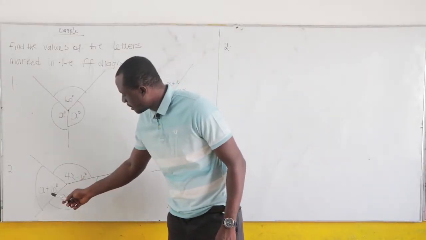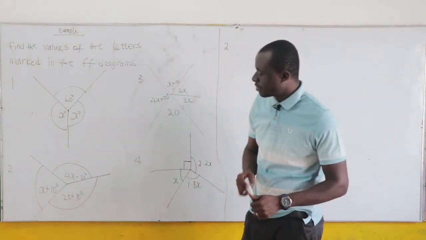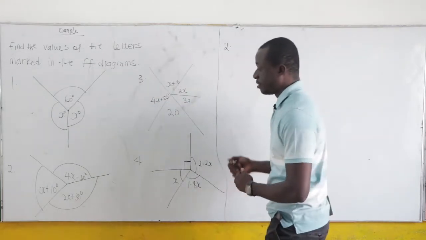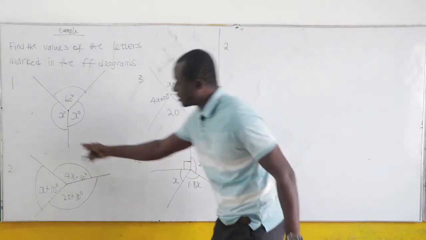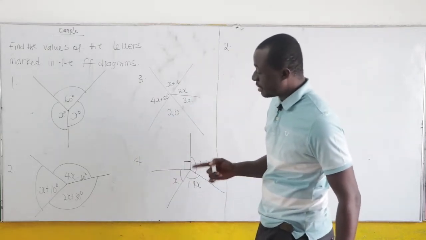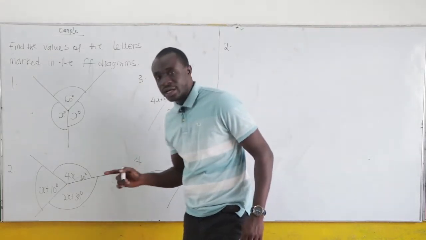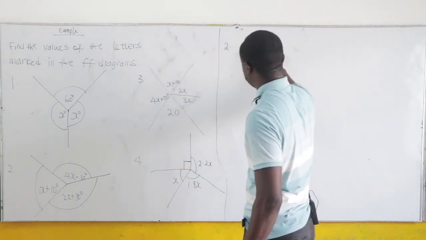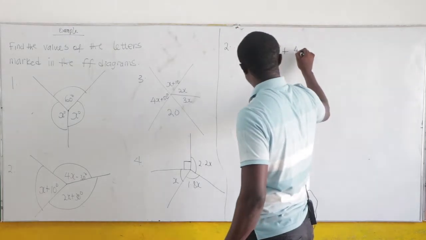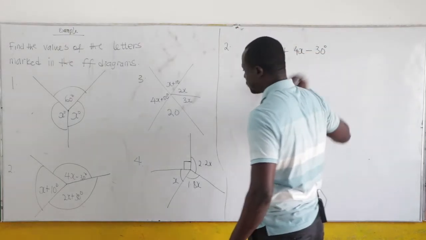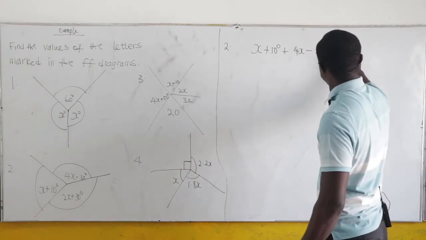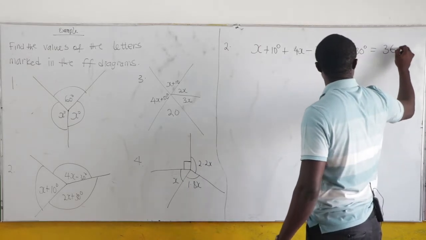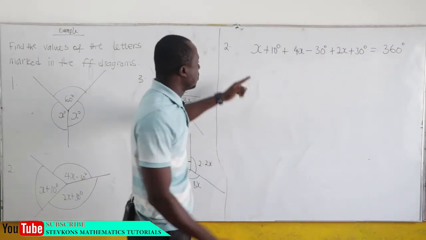So angles at this point, what are the angles? That is x plus 10 degrees, 4x minus 30 degrees, 2x plus 30 degrees. Now this is a BECE past question. So here, sum of angles at a point is equal to 360 degrees. Sum of angles at a point is equal to 360 degrees. So we have x plus 10 degrees plus 4x minus 30 degrees plus 2x plus 30 degrees equal to 360 degrees.